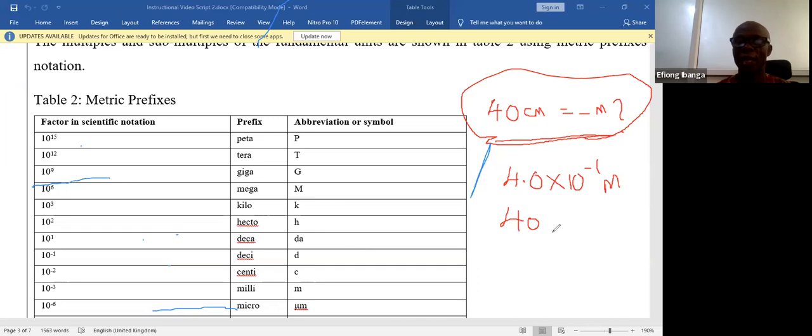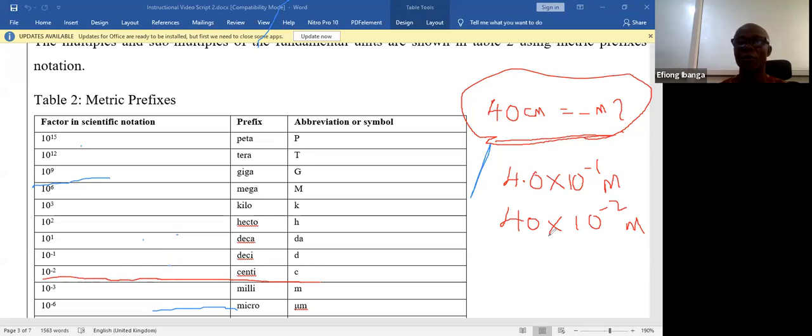This is 40 cm, which means 40 times 10 raised to power minus 2 meters, because I did say that centi is 10 raised to power minus 2. So once I say 40 cm, it means 40 times 10 to the minus 2 meters. All right, so this is the one I am referring to.